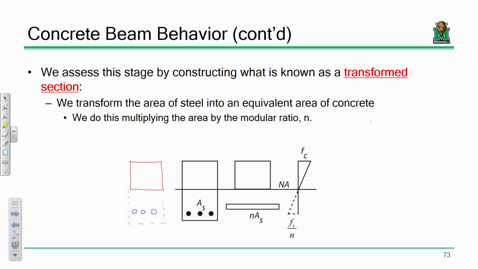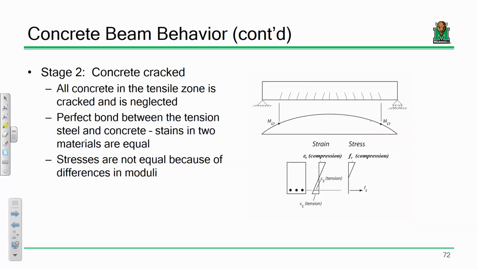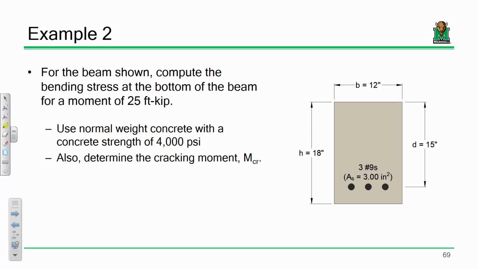If my area of steel is 3 square inches, so let's say we're dealing with this beam and I've got an area of steel of 3 square inches, and my modular ratio is 10, what I would do is replace that 3 square inches of steel with an equivalent lump of concrete that has an area of 30 square inches. The idea is that steel is a lot more stiff than concrete, so in order to perform that replacement, you've got to have a lot more concrete to replace that equivalent area of steel. Does that make sense? So the idea is to do an equivalent replacement.